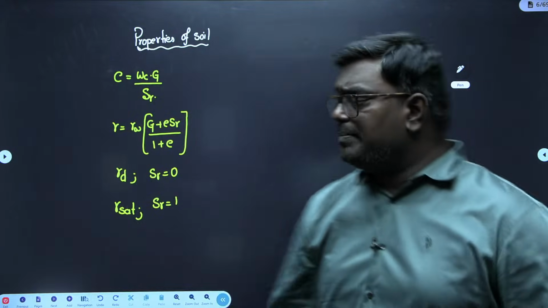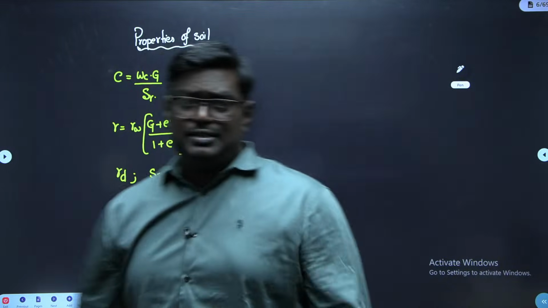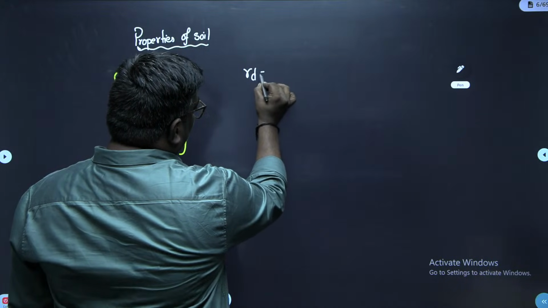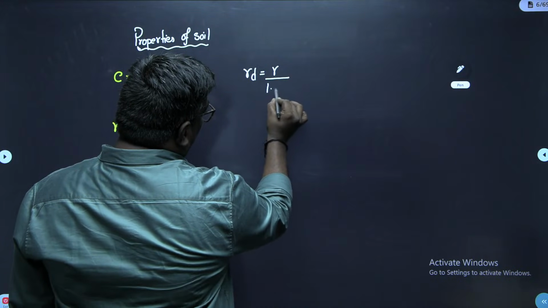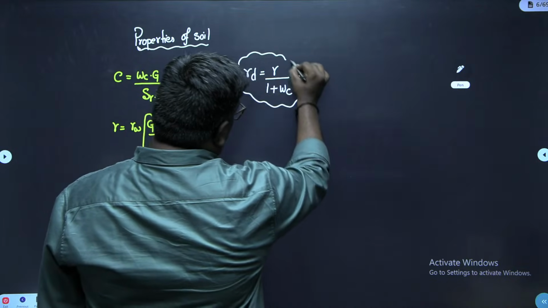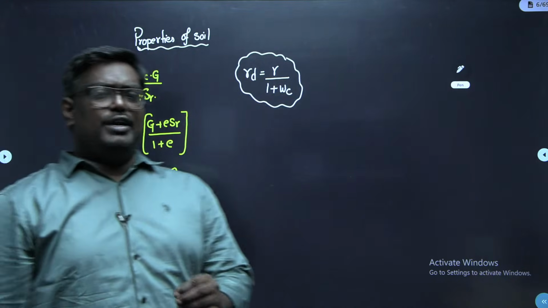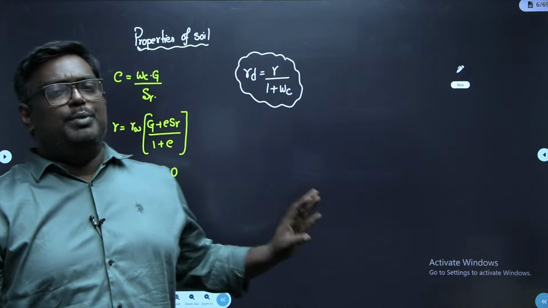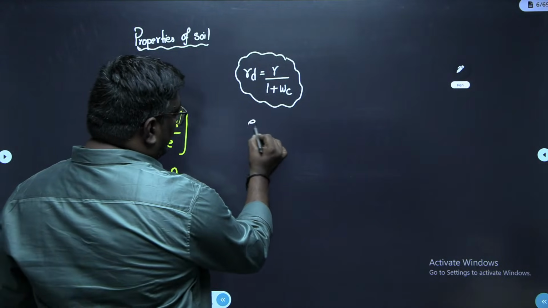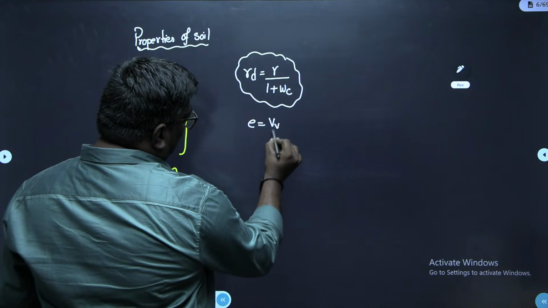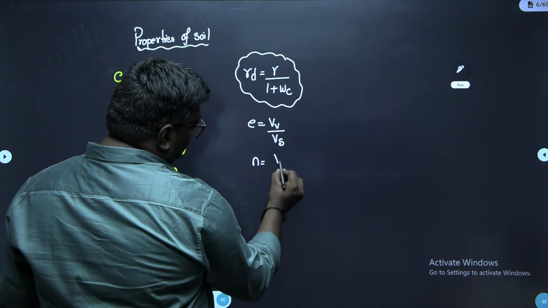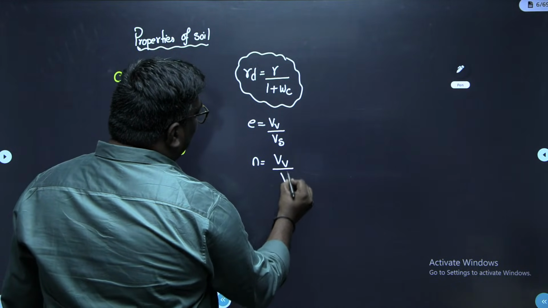We have another important formulas also, my dear students. So we have dry density can be written as bulk unit weight upon 1 plus water content. This is somewhat an important formula. I will tell you, my dear students, in properties of soil, you should be aware of all the formulas. If I talk about void ratio, it is volume of voids by volume of solids. When I talk about porosity, volume of voids by total volume.